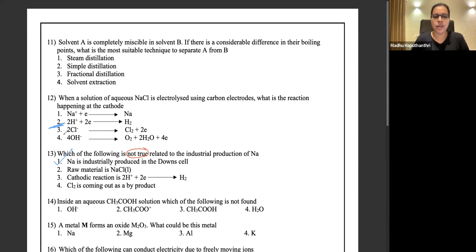And the second one, raw material is NaCl liquid. Yes. That is essentially molten sodium chloride, not sodium chloride aqueous. Third one, cathodic reaction. Now, I will quickly put up the setup for the sodium chloride electrolysis. Now, liquid sodium chloride. This is having NaCl liquid now.